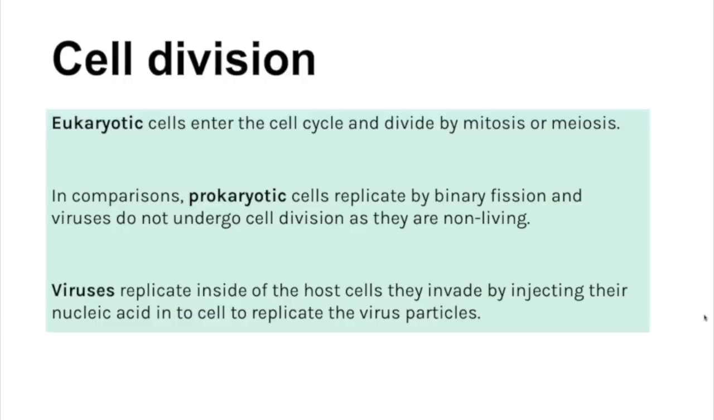We then move on to cell division, and eukaryotic cells enter the cell cycle and divide by mitosis or meiosis. But in topic 1, you only learn about mitosis. In comparison, prokaryotic cells replicate by binary fission, and viruses do not undergo cell division at all because they are non-living. They do still replicate though, but viruses replicate inside of a host cell. They will invade that host cell by injecting in their nucleic acid, so their genetic material, and then it will be the host cell that uses that genetic material to replicate the virus particle.